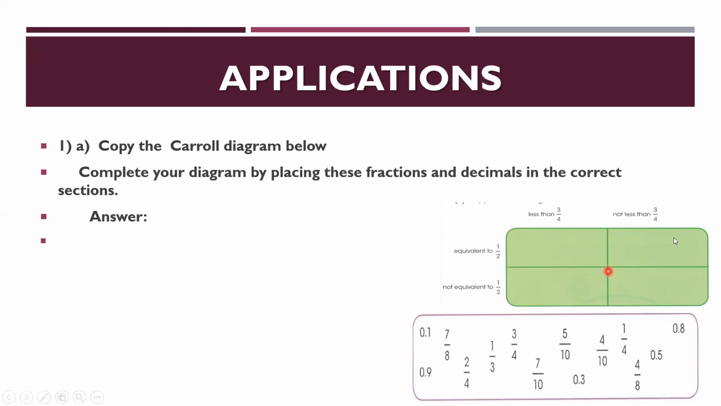Now here you have to write the decimals and fractions which satisfy not less than 3 by 4 as well as equivalent to 1 by 2. Now here you have to place the numbers that are less than 3 by 4 and not equivalent to 1 by 2. Here you have to write the decimals and fractions from this box which satisfy the condition less than 3 by 4 and not equivalent to 1 by 2. Okay. So shall we start doing the answer part?